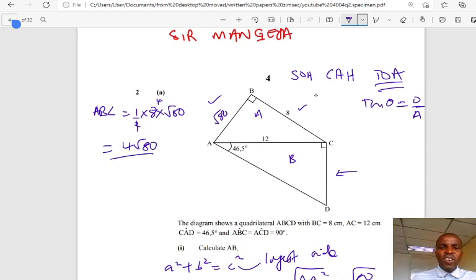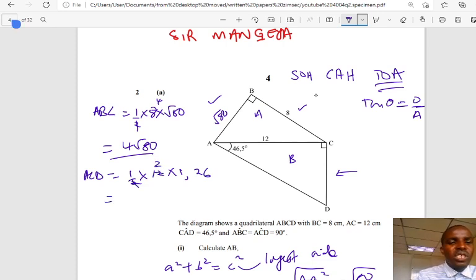Then the area of triangle ACD. Area of triangle ACD is half base times height. Base we can use 12 here times height. Height is CD. CD as I found it is 1.26 from the calculator. Then it will be half, so it will be 6 here, 2 into 12 is 6. 6 times 1.26. What do you get? 7.56.